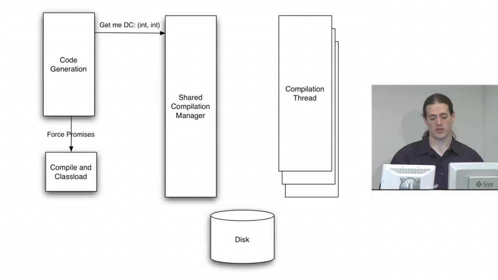So the code at the time of generation says to the compilation manager, get me a Gen object for a data class, and it provides the types it needs.